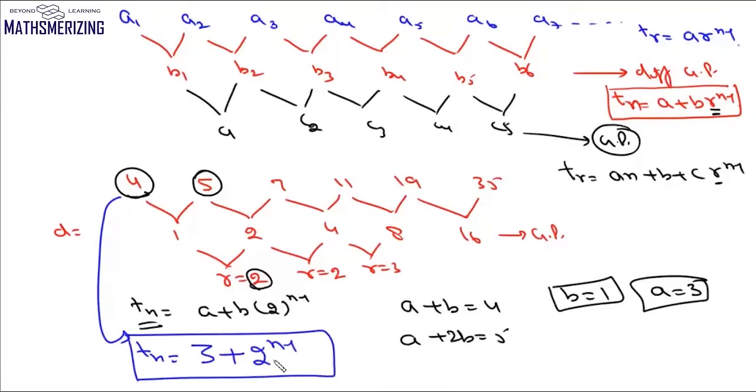Now we'll put n as 1, we'll get 4. If we put n as 2, 3 plus 2, 5. 3 plus 4, 7. 3 plus 8, 11. This is how we generate the nth term for the sequence if successive differences are in GP. Let us take another example.